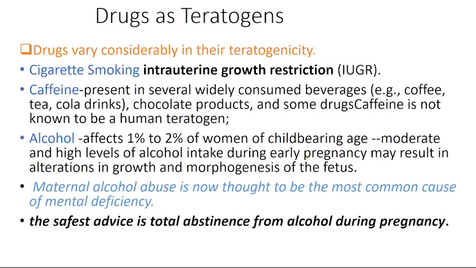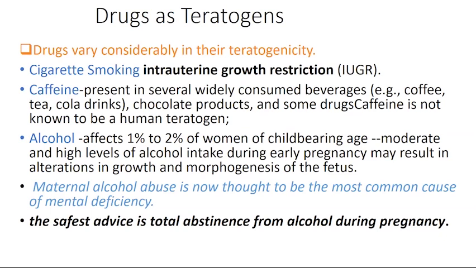Drugs as teratogens. What are the different drugs which can act as teratogens, which have been researched and seen to cause problems? Drugs vary considerably in their teratogenicity. Cigarette smoking results in small babies, that is intrauterine growth retardation. The caffeine in coffee, tea, drinks and chocolates is not known to be a human teratogen, though it is widely used.